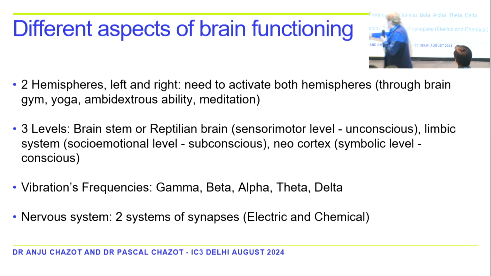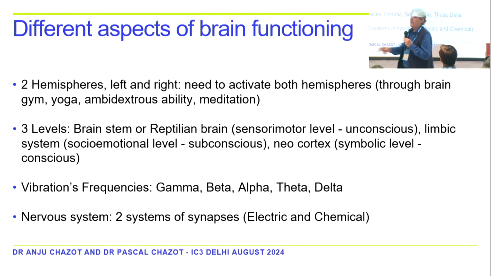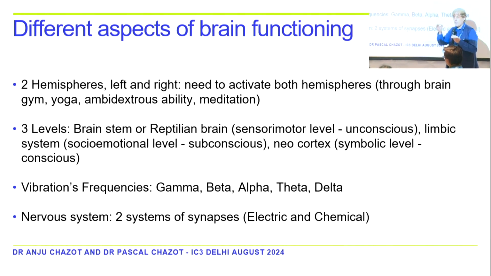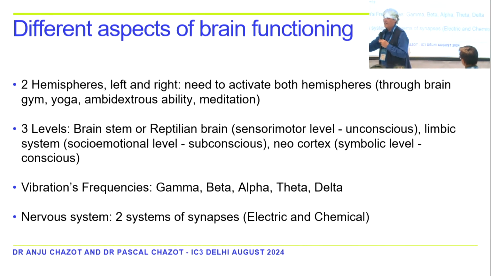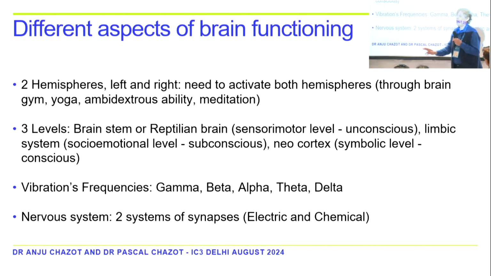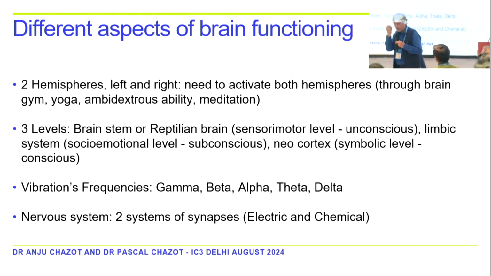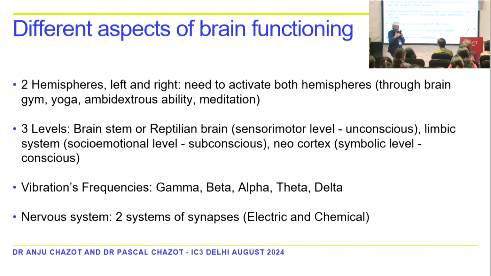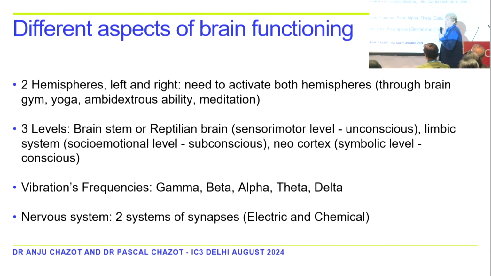And the last part is the nervous system. What is important in the nervous system is that we have two systems which are working. We have the electric synapses and the chemical synapses. What is different is that electric synapses function as a binary system, 0, 1, like a computer. But these chemical synapses, with serotonin, etc., which are combined, are an analog system. So much more complex, much more flexible.